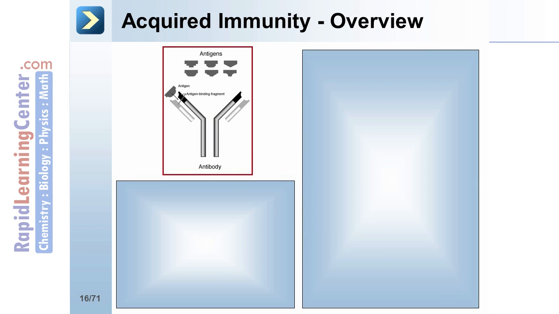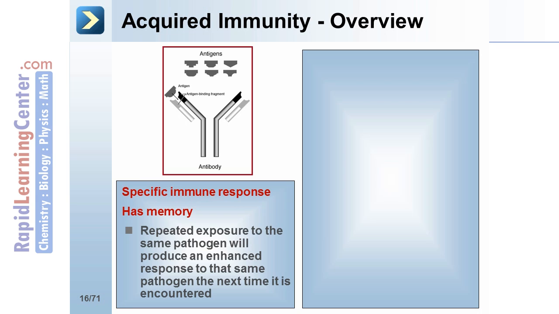In contrast to innate immunity, acquired immunity involves immune responses that are specific to the invading pathogen, and it does have a memory, such that repeated exposure to the same pathogen will produce an enhanced response to that same pathogen the next time it is encountered.